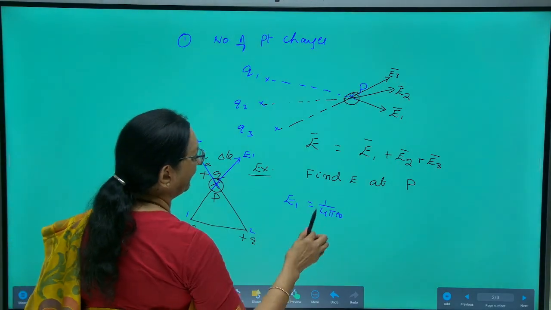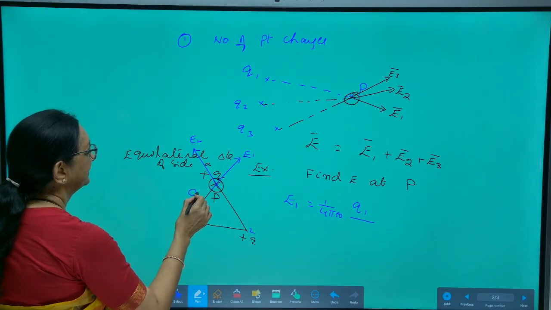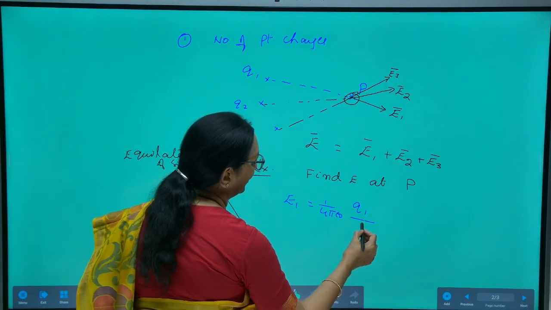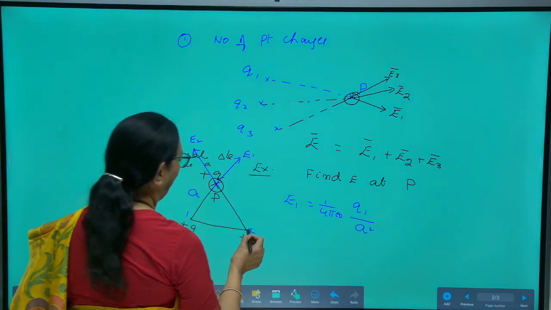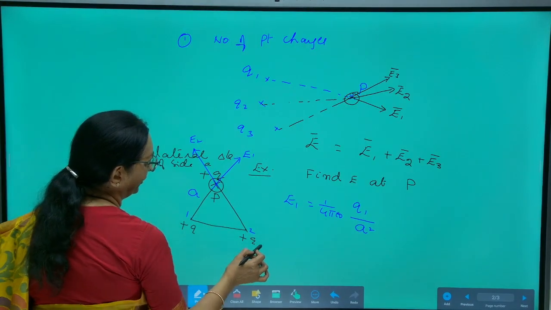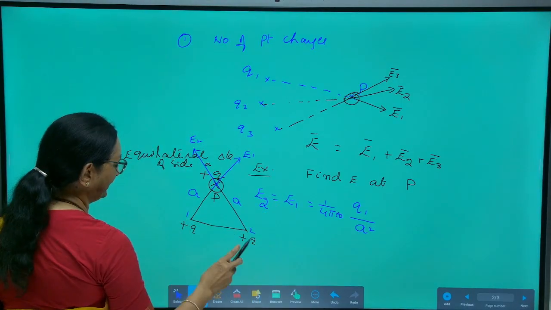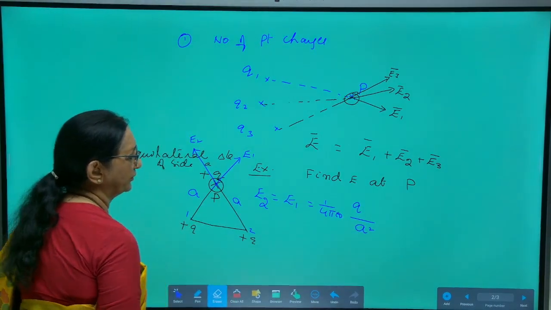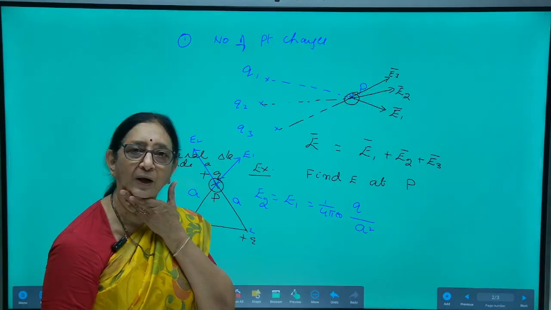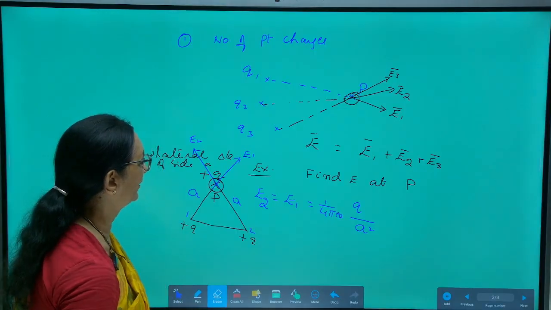E1 is 1 by 4 pi epsilon naught Q1 by the square of this distance. This is an equilateral triangle of side A. So, 1 by 4 pi epsilon naught Q1 by A square. E2 is 1 by 4 pi epsilon naught Q2 by this distance A, that is Q2 by A square. Here both the charges are equal in magnitude, Q1 and Q2 are equal. So, electric field intensities at the point P due to the individual charges Q each are 1 by 4 pi epsilon naught Q by A square.